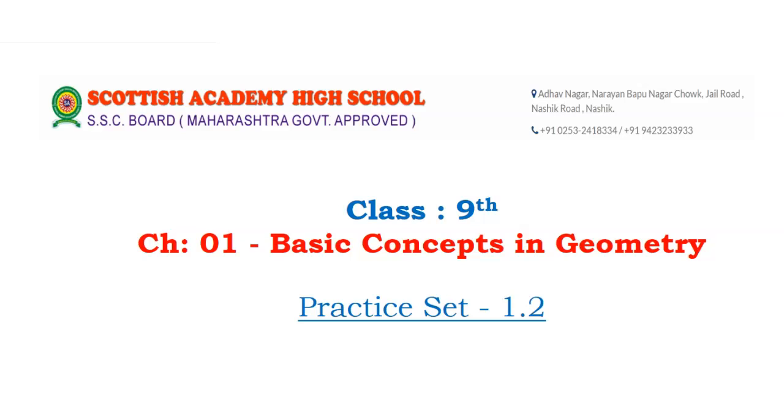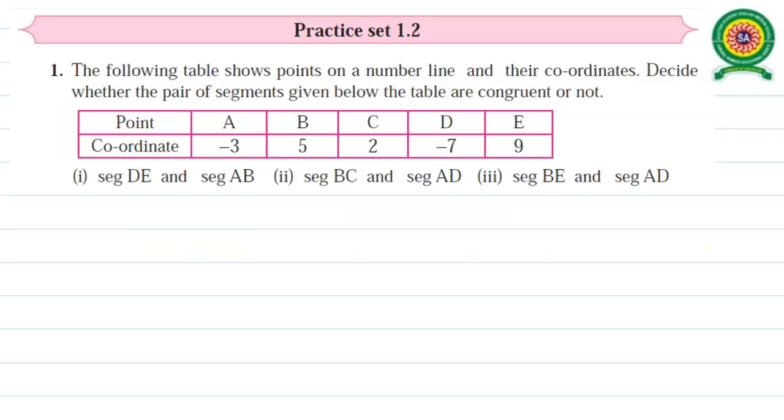Hello everyone. In this lecture we are going to discuss class 9th, chapter number 1, basic concepts in geometry, practice set 1.2. Within practice set 1.2 we have a first question. The following table shows points on the number line and their coordinates. Decide whether the pair of segments given below the table are congruent or not. So we have here one table.